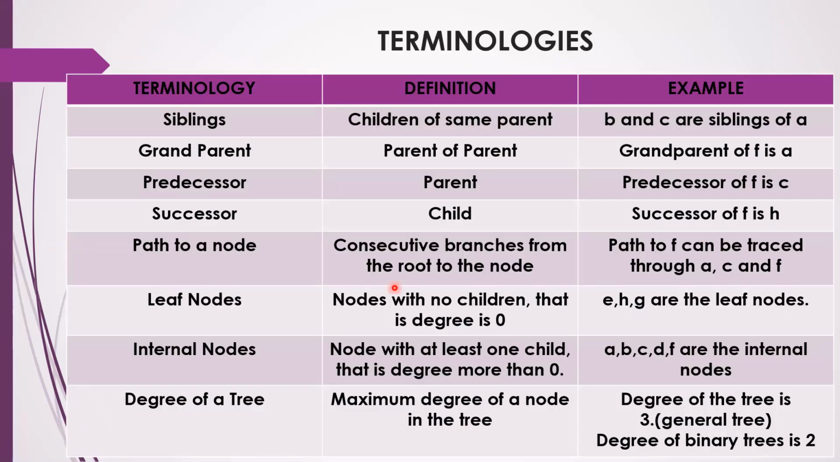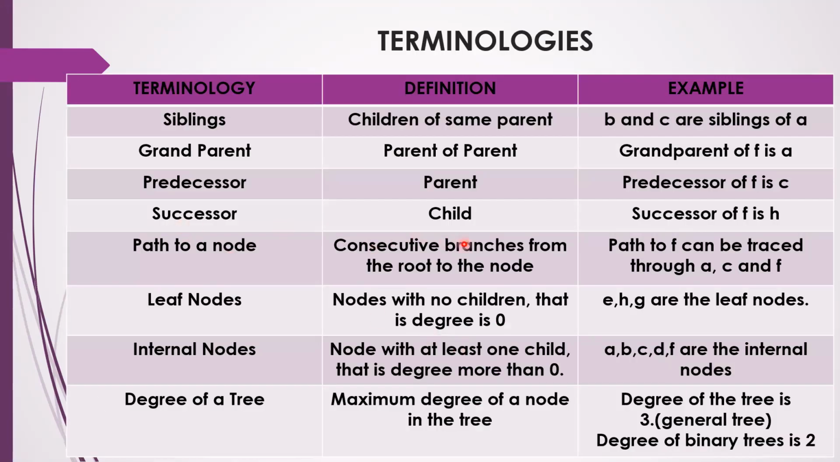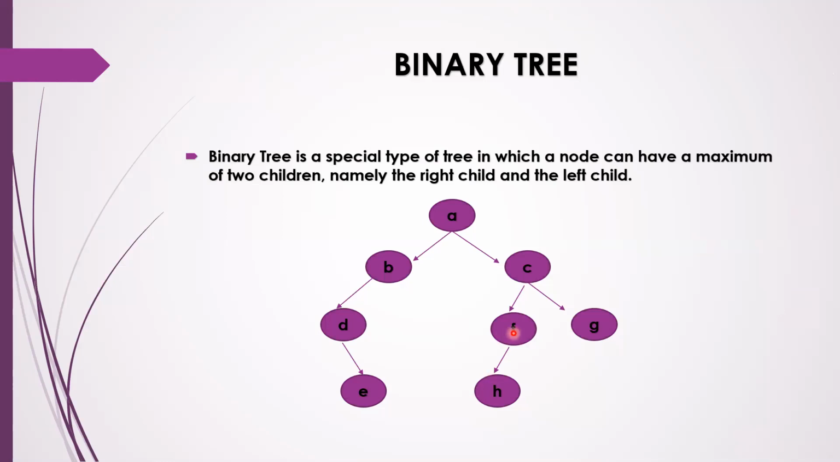And predecessor means parent. So the predecessor of F is C, because F's parent is C. And successor means child. The successor of F is H.